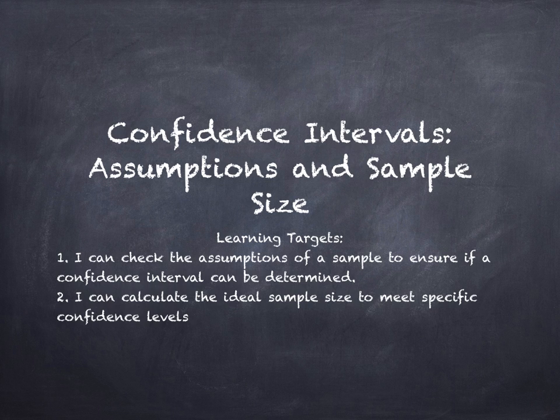Anyways, so learning targets. You're going to be able to tell yourself, one, I can check the assumptions of a sample to ensure if a confidence interval can be determined. And two, I can calculate the ideal sample size to meet specific confidence levels.